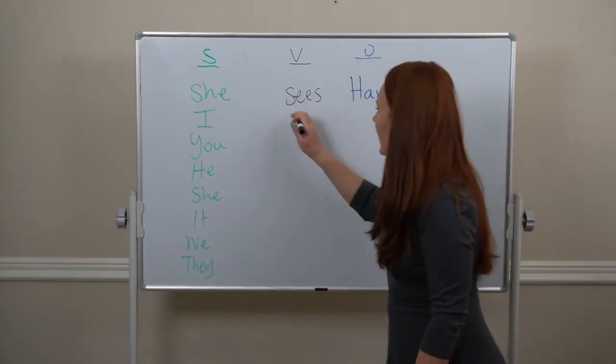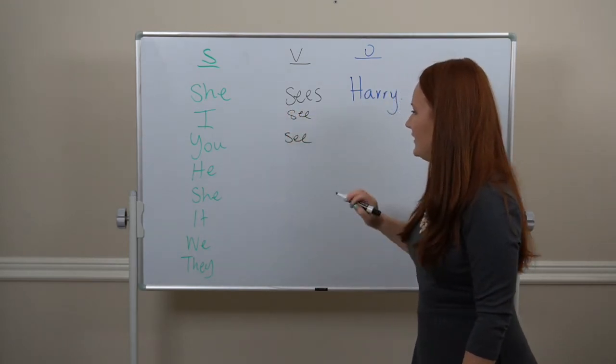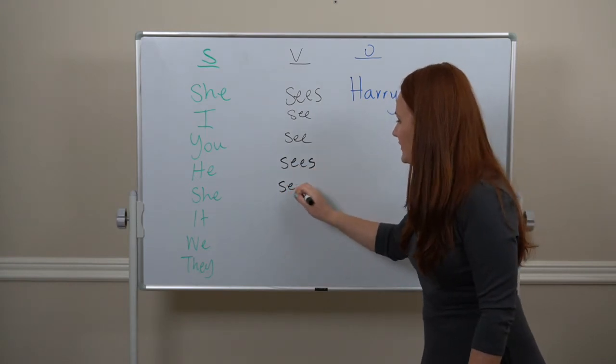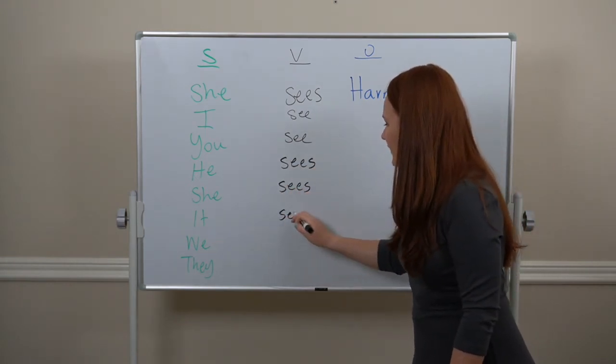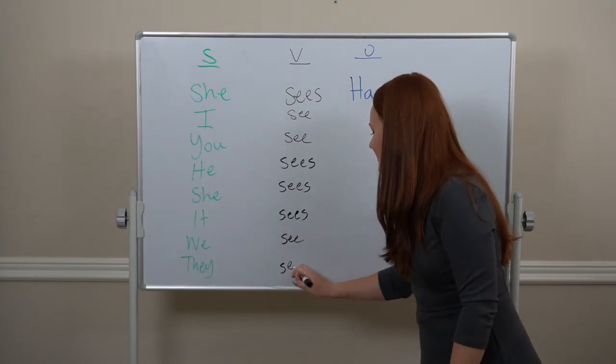So I can say, I see Harry. You see Harry. He sees Harry. She sees Harry. It sees Harry. We see Harry. And they see Harry.